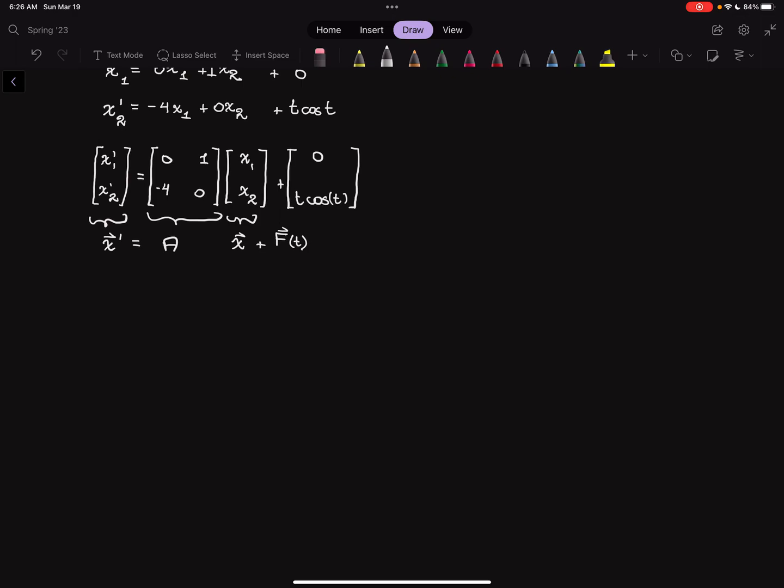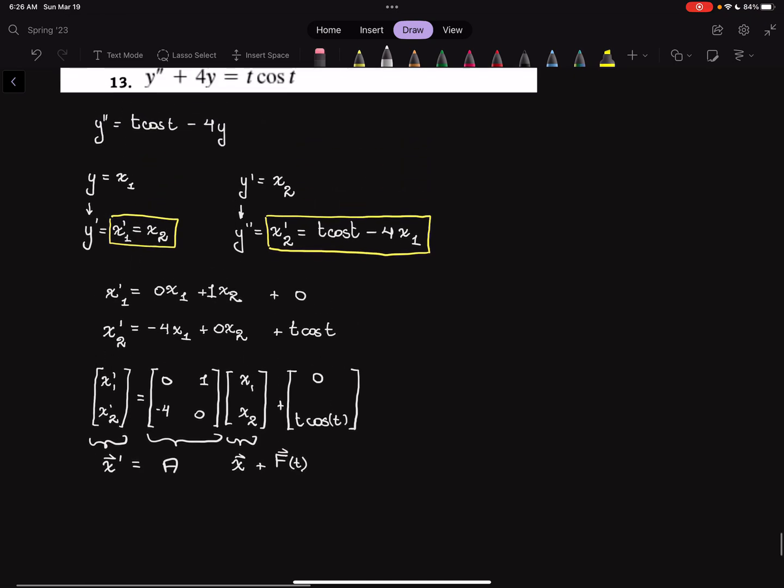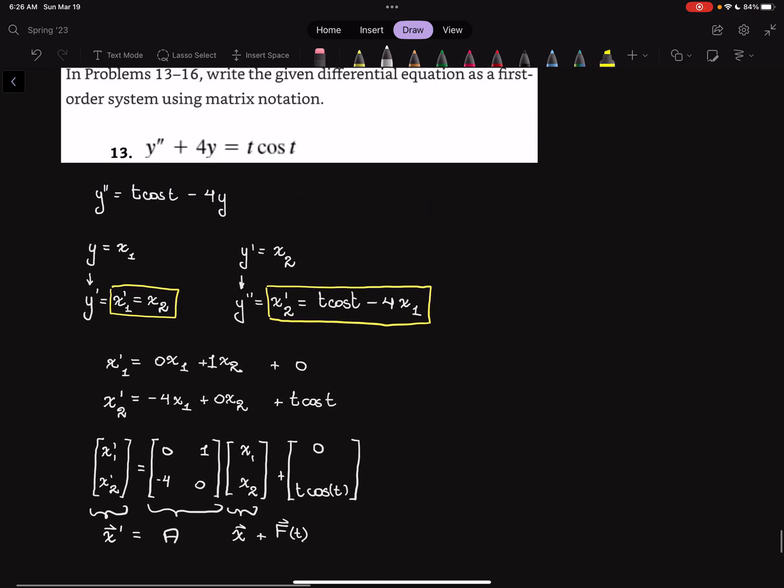And isn't that interesting? Because now I have a differential equation in vector form or matrix form, as they asked.